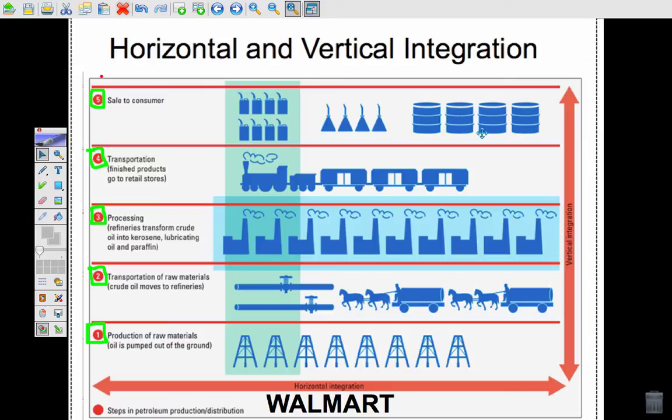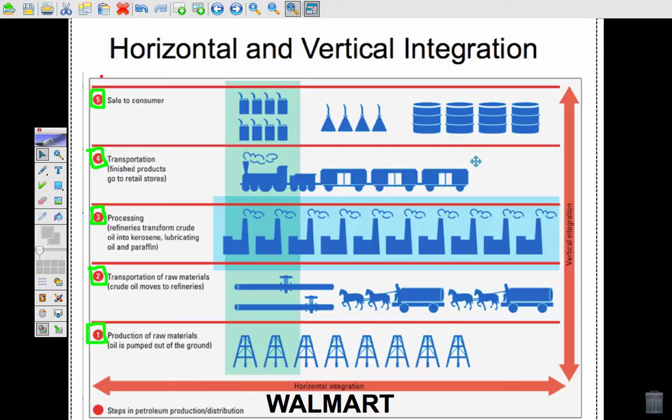Now, what if one of those steps goes awry? So let's say step 4 here, that the truck drivers go on strike. Well, that means that all of your other steps, 1 through 3 and 5, come to a screeching halt.